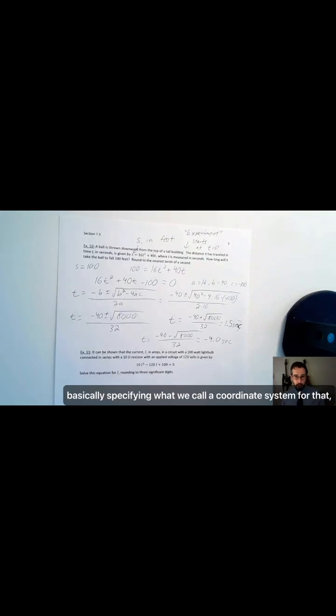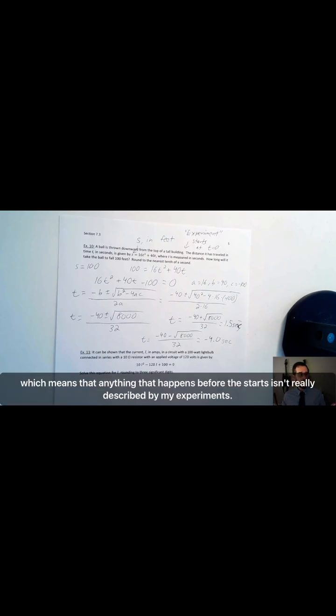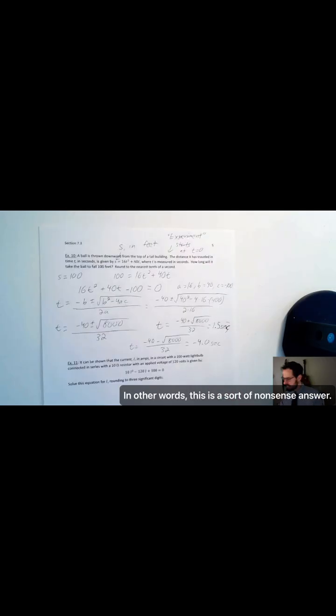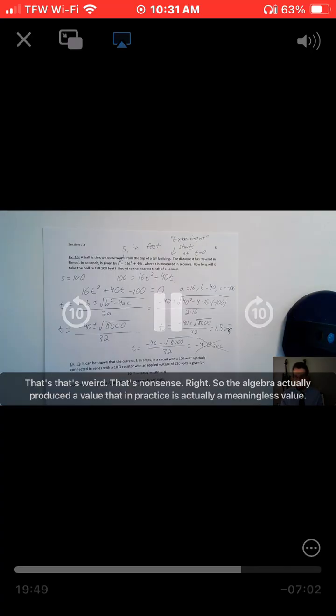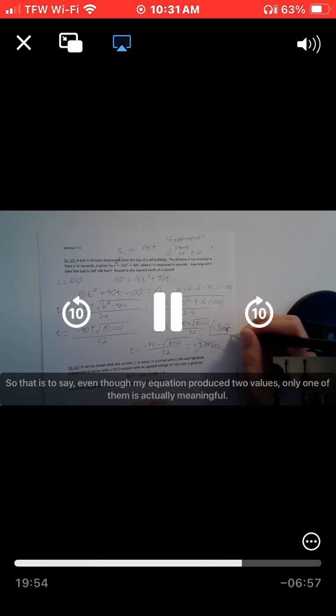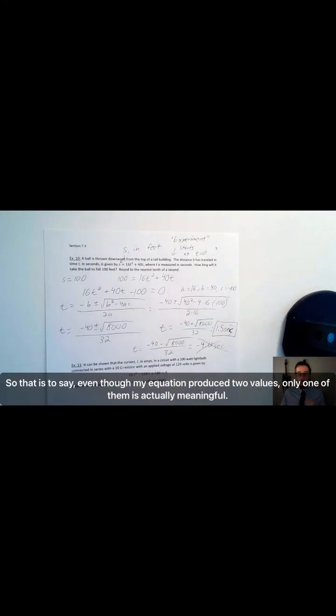It's basically specifying what we call a coordinate system for that, which means that anything that happens before the start isn't really described by my experiment. In other words, this is a sort of nonsense answer. In this case, it doesn't make sense to say that the ball has fallen 100 feet 4 seconds before the experiment even began. That's weird. That's nonsense, right? So the algebra actually produced a value that in practice is meaningless. That is to say, even though my equation produced two values, only one of them is actually meaningful.